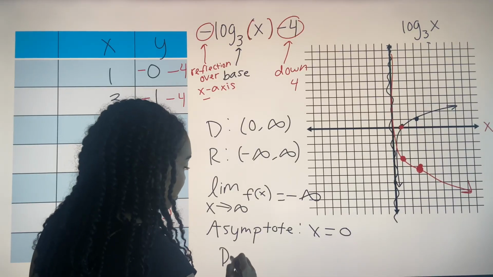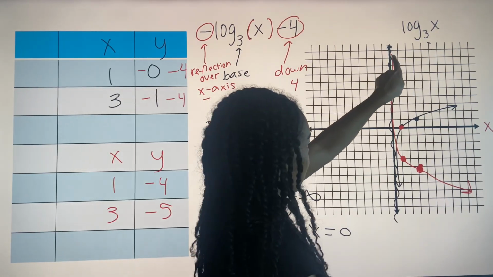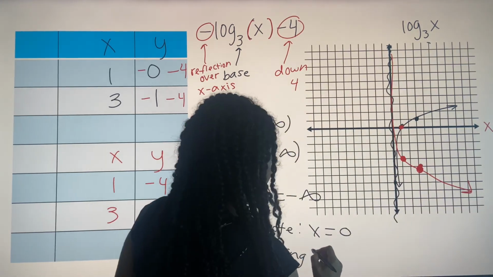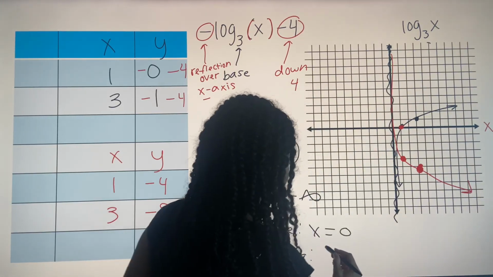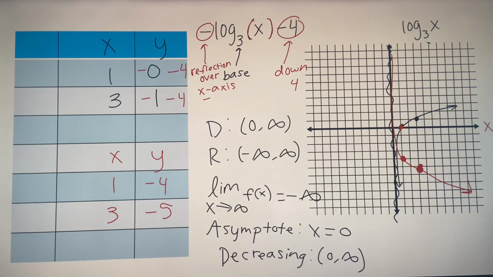And this time it is decreasing. Notice as we follow the line, my finger is going down. It is always decreasing. So the domain where it is decreasing is from 0 to infinity. So those are your attributes. Let's try another example.